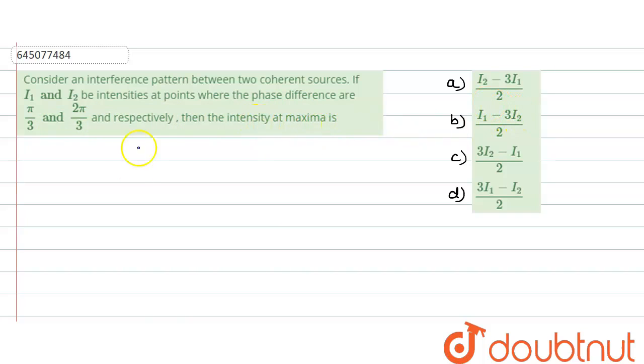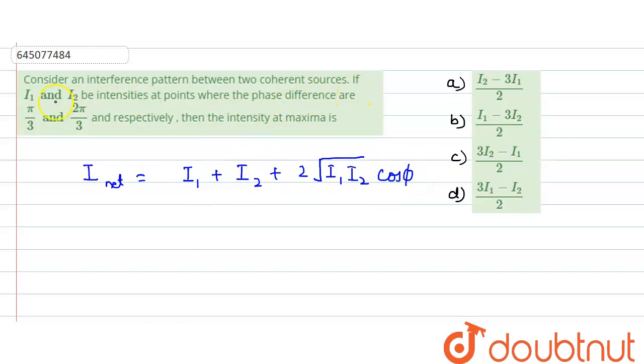Now, the net intensity at any point having a phase difference phi between them would be equal to I1 plus I2 plus 2 square root of I1 I2 times cos of phi. Here, I1 and I2 are the intensities of the sources, and phi is basically our phase difference.